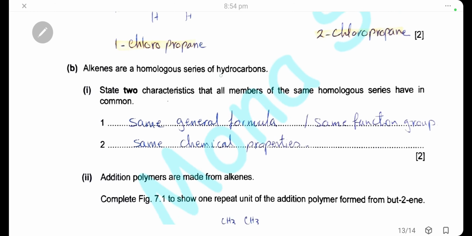Alkenes are a homologous series of hydrocarbons. State 2 characteristics that all members of the same homologous series have in common. All homologous series have the same general formula, the same chemical properties, and the same functional group. We can write any 2 of these.